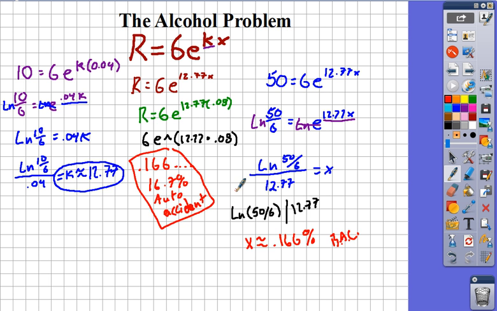The other thing to realize is in your homework tonight, you're going to have 2 more of these problems, one where you're going to change the risk factor and one where you're going to change the BAC level. And that is included in the assignment in Teams.